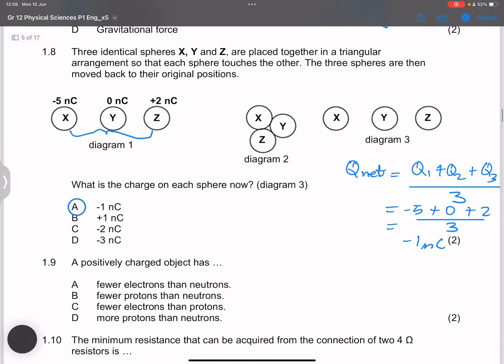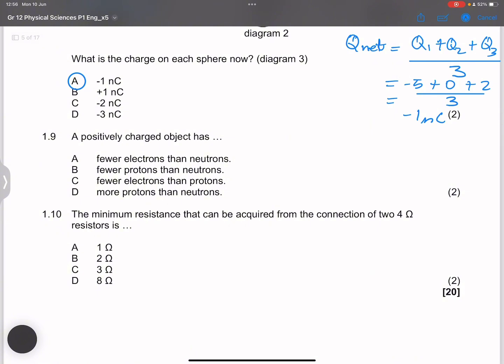All right, now let's go to the next one. They say a positively charged object has... okay, so we know once an object is positively charged, it means that it has got a shortage of electrons, or we can say it's got excess protons, positively charged particles. So they say it has fewer electrons than neutrons. No. Fewer protons. No. Fewer electrons than protons. That is absolutely true. So there's a deficiency of electrons there.